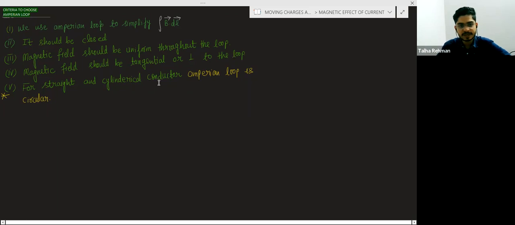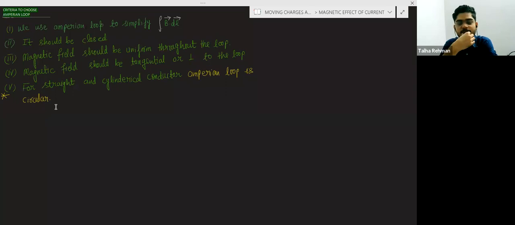For the straight and the cylindrical wire, this point is very important. For a straight and cylindrical conductor or wire, the Amperian loop is circular. So these are the five points you should keep in your mind while choosing the loop. Remember that for the straight wire you will choose the circular closed loop. Just copy this.